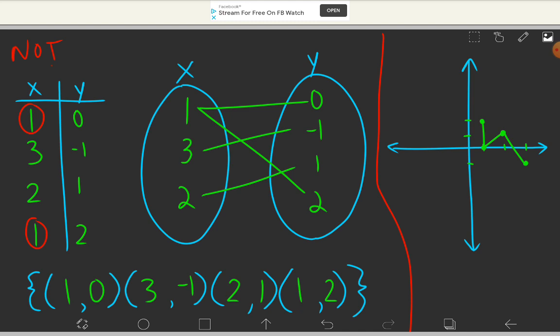And in the map, we can see the same thing. For x equals 1, you can see it's connecting to two y values. And with the set of points, we can see that the x value repeats. For the graph, when we do a vertical line test, we see that it intersects more than once right there at x equals 1.